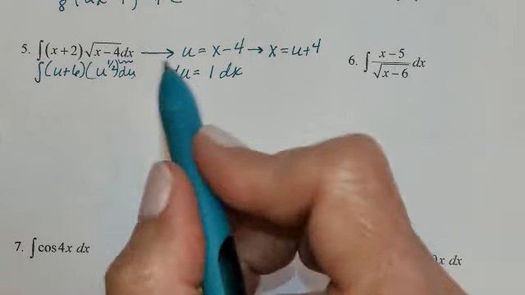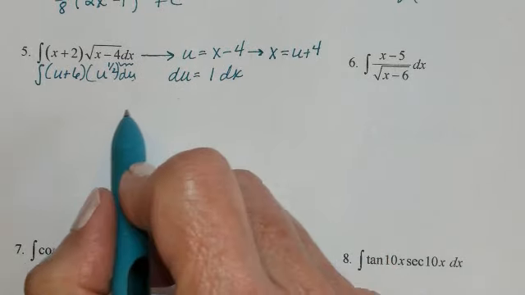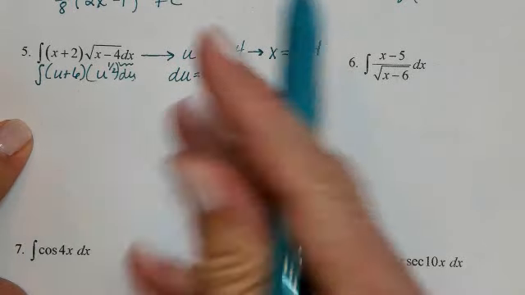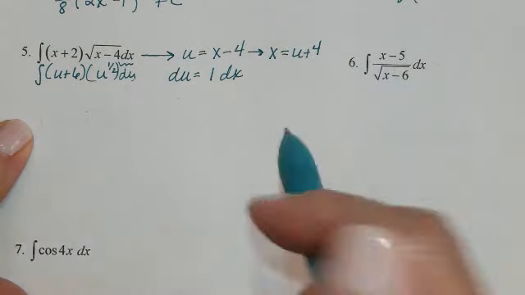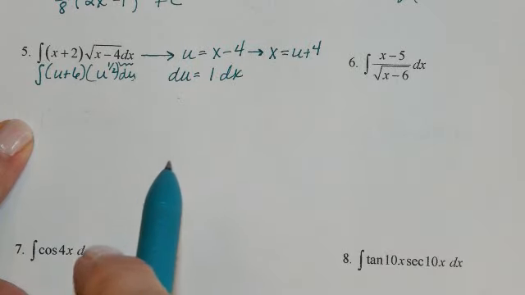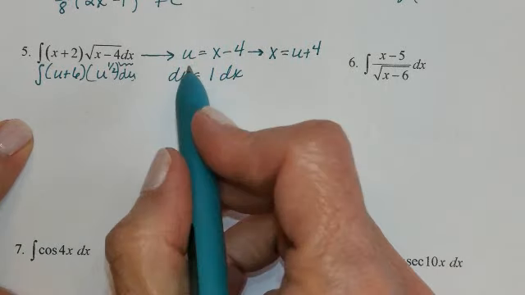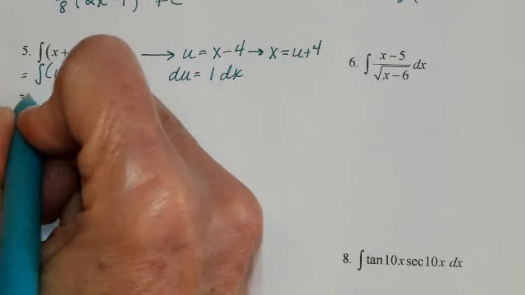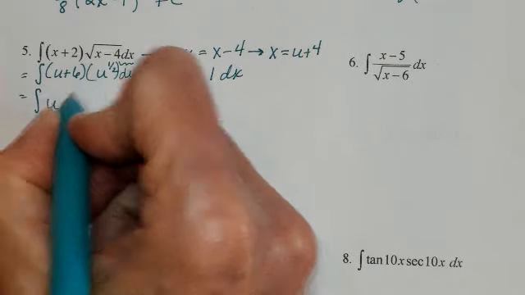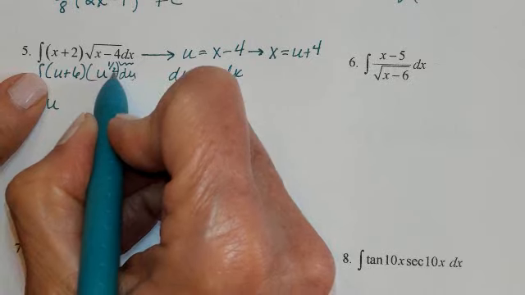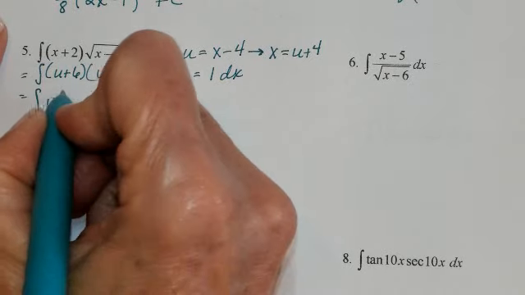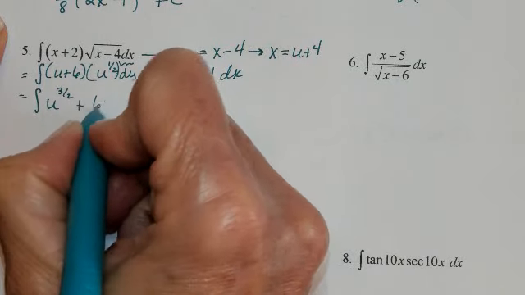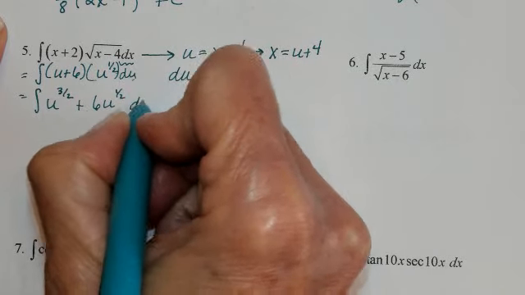U-substitution. So everything becomes u's. You should have no x's left. But you can't just make them disappear by snapping your fingers. You have to do something to make them go away. Change them to a u expression. Now I can distribute. So what is u times u to the 1/2? Well, you add your exponents, so that'll be u to the 3/2. And then we have 6u to the 1/2 du.